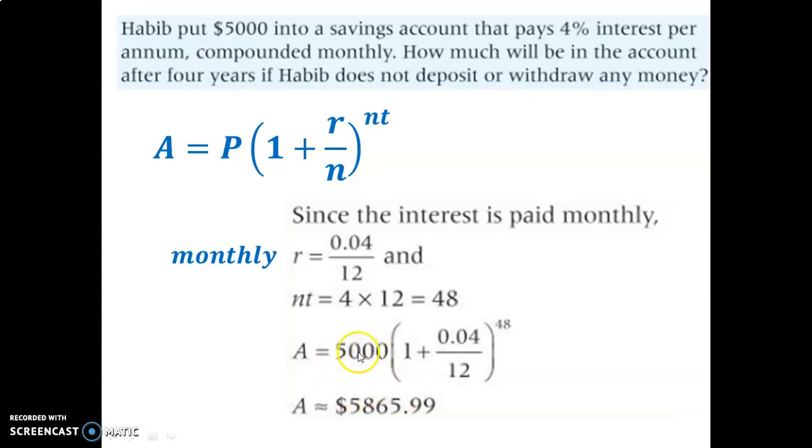So here's our beginning amount. Here's the rate you're going to pay or get paid by the bank every month, because it's the annual rate divided by 12. And then that happens 48 times because this happens 48 months in a row. So there's your final amount that you'll have in the bank.